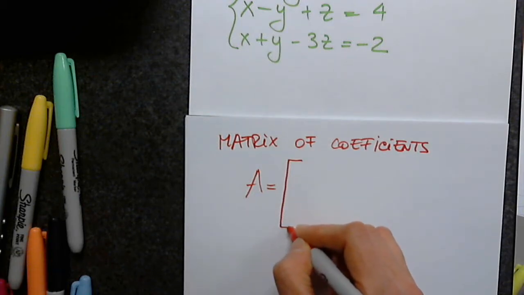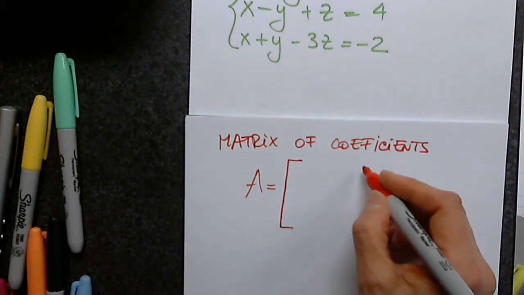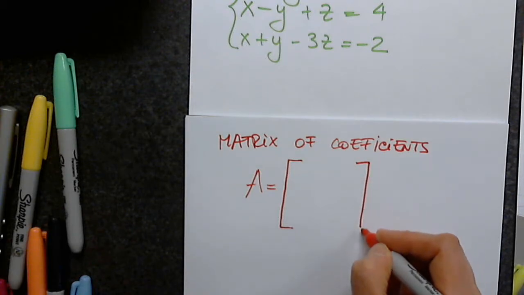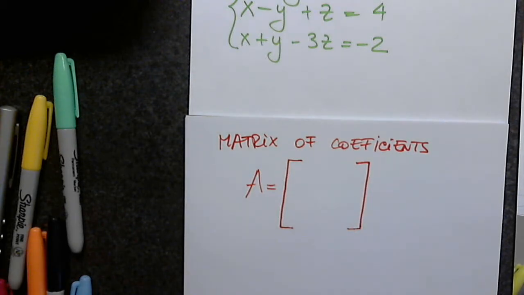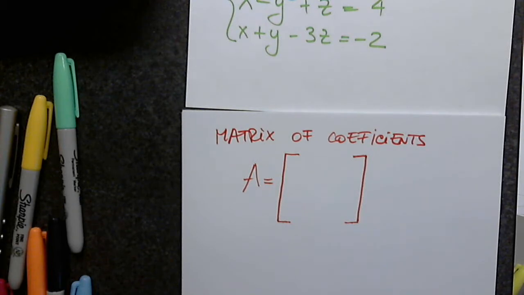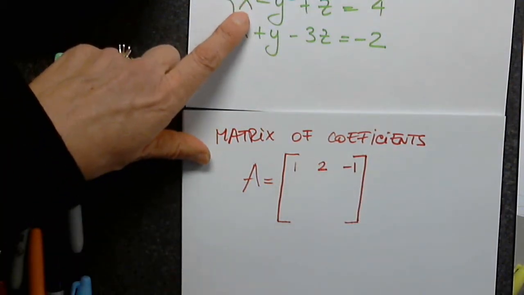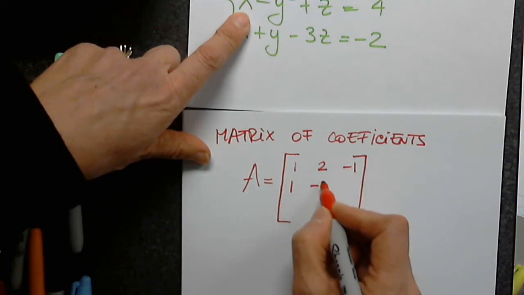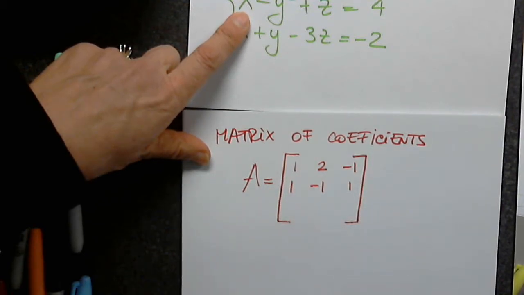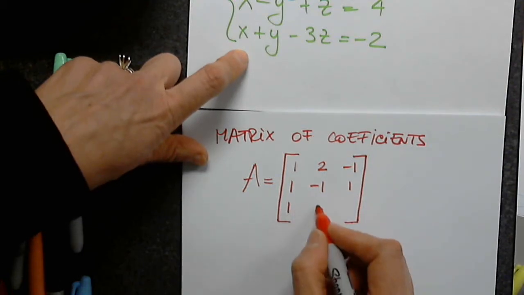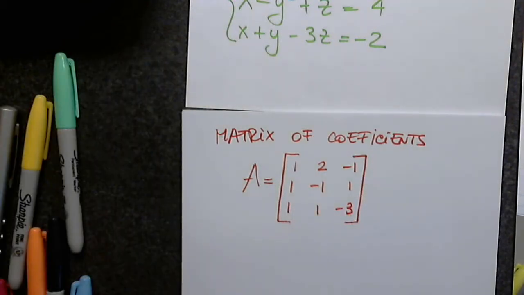And then two big brackets. And inside these brackets, I will copy just the coefficients of the variables in the correct order with spaces, like just an array of numbers. 1, 2, negative 1. 1, minus 1, 1. Last one, 1, 1, negative 3.